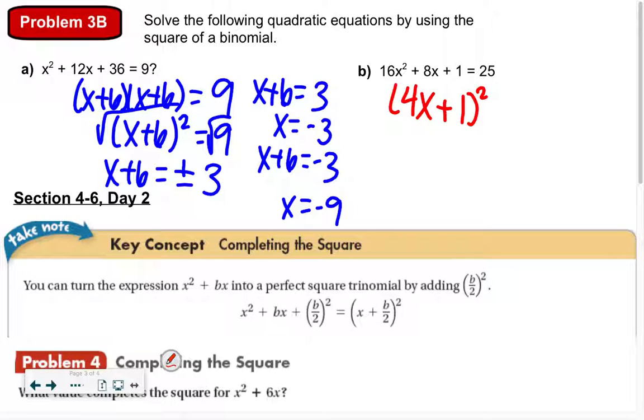4 times 4 is 16. 4 times 1 is 4. Plus 4 times 1 is 4. 4 plus 4 is 8. 1 times 1 is 1. Still equal to 25. What is my next step? Plus or minus 5. Plus or minus 5 equals what? 4x plus 1.